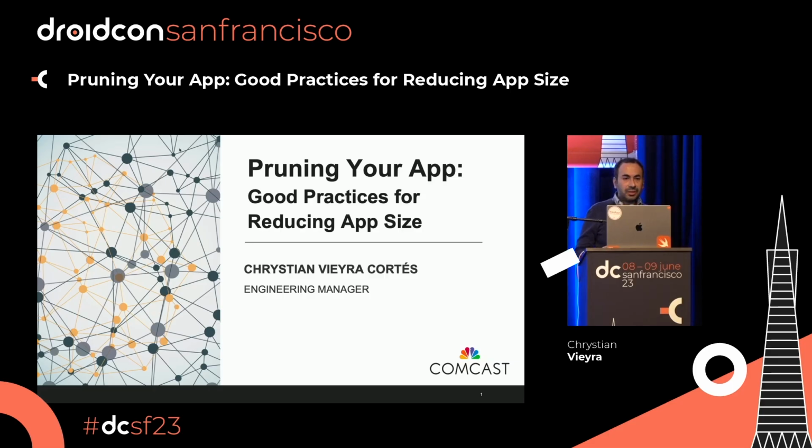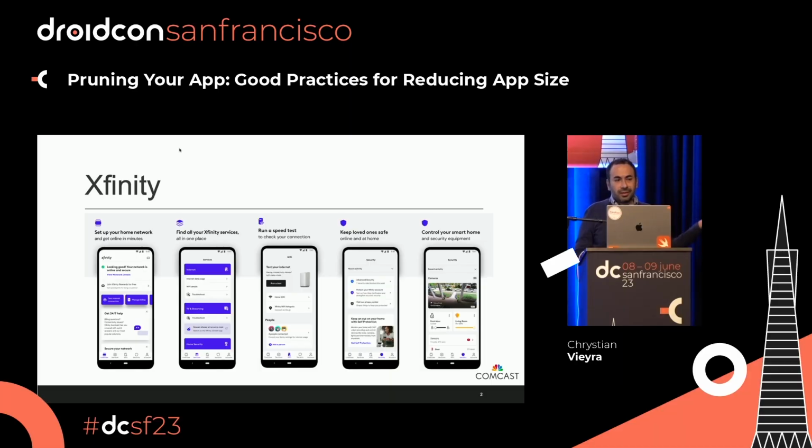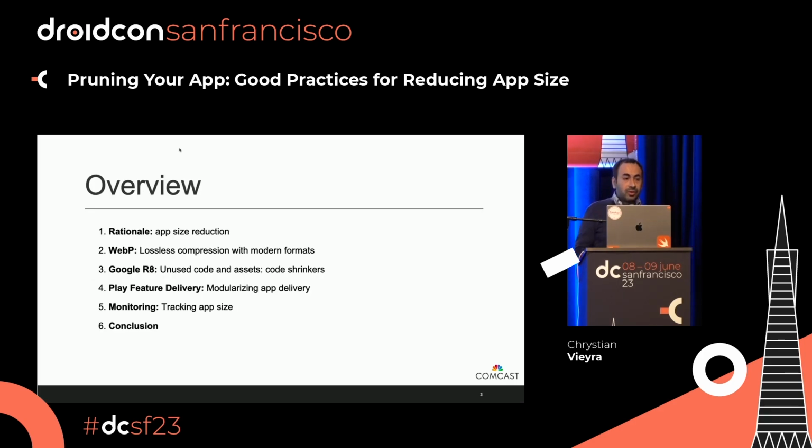My name is Chrystian. I'm an engineering manager, and I work at Comcast. I work in the office in Philadelphia, where I work on the Xfinity app, which some of you might use. You can control your gateway, set up your internet security, set up your Wi-Fi network, cameras, sensors, all cool stuff. And today, I'm here to talk to you about good practices to reduce your app size.